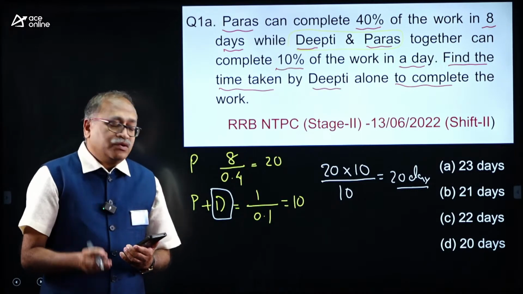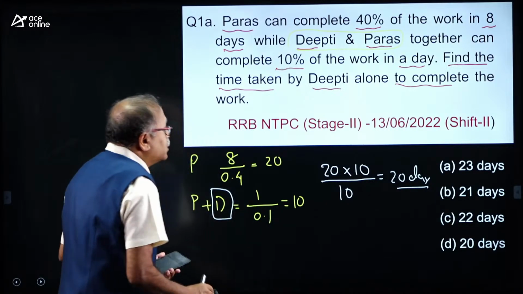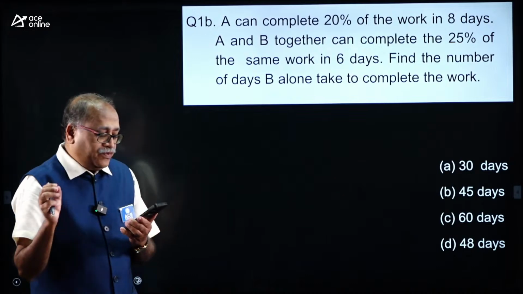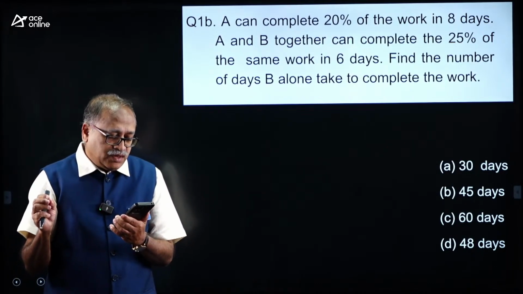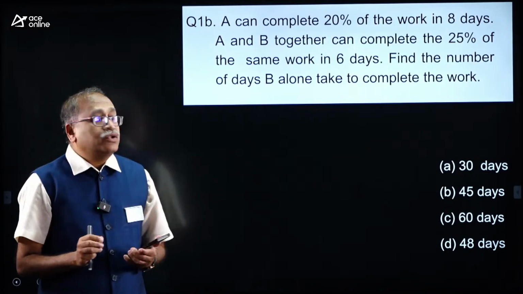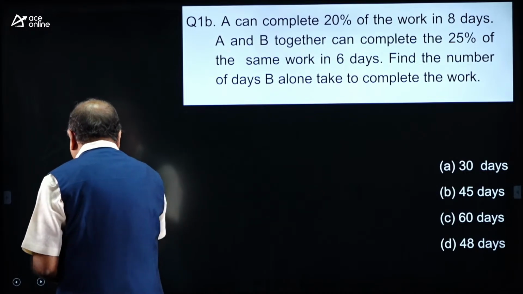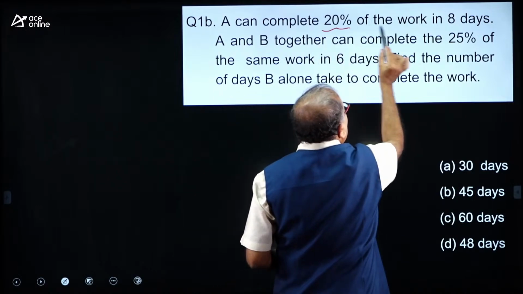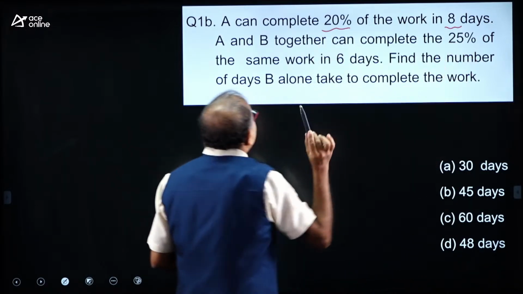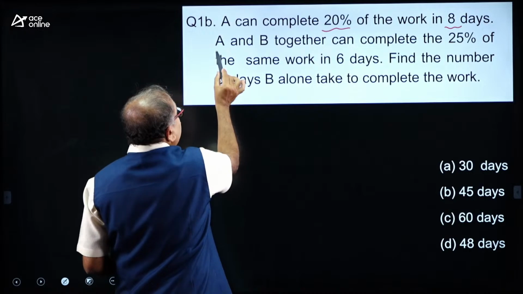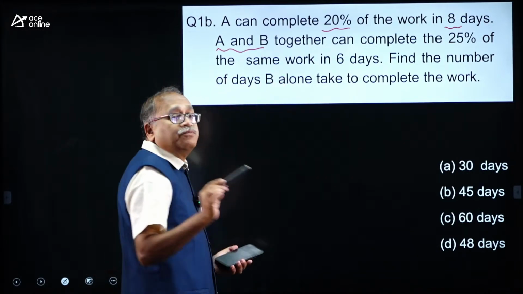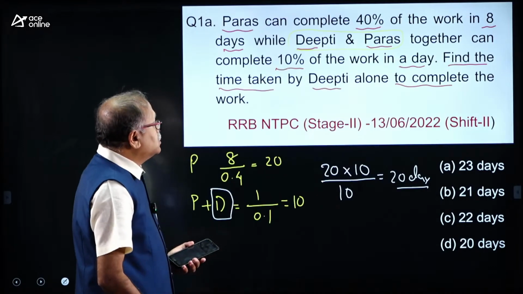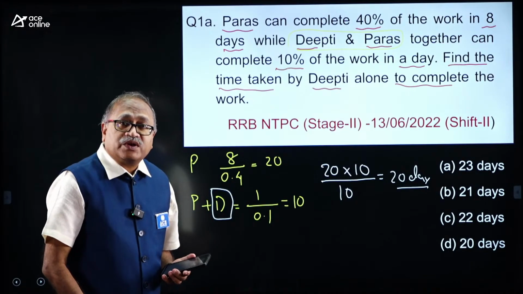Now I am moving on to the next question. And look at the next question over here. I am sure everyone will be benefited by this question. What is this question? A can complete 20% of the work in 8 days. Fine. And A plus B together, I gave a similar type of question so that you can answer it the way I answered the previous one with the minimum possible writing.